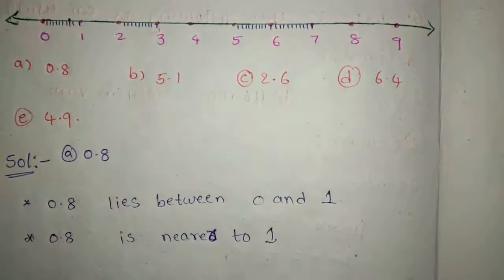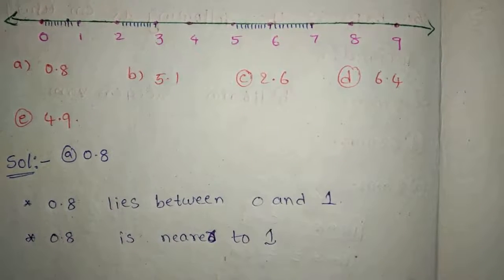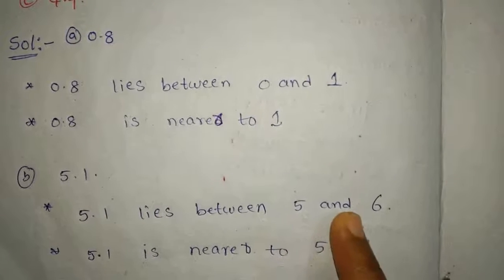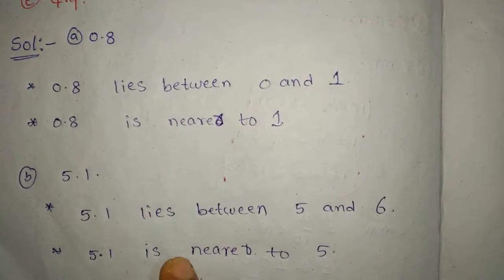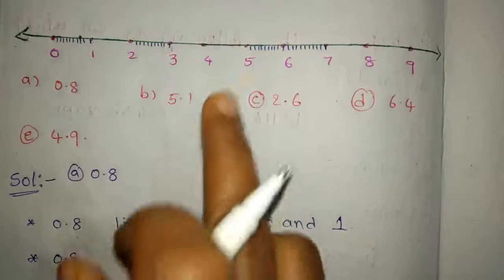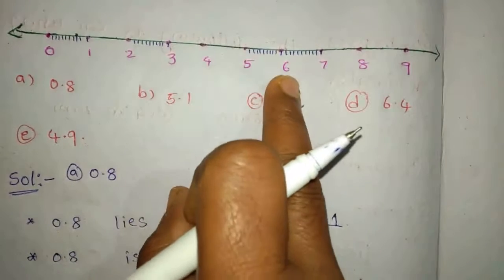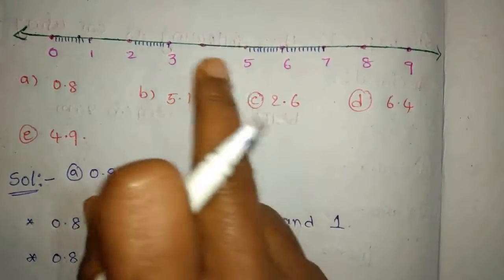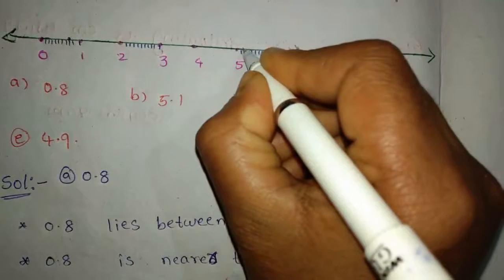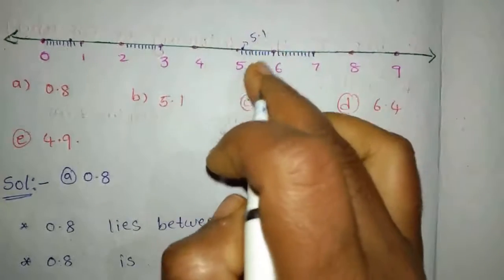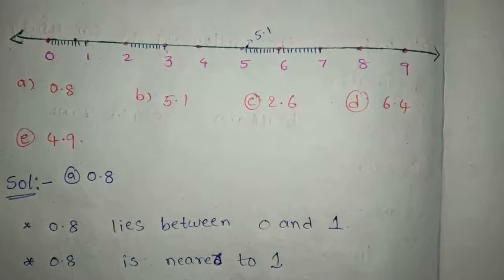Now the next one is B, 5.1. 5.1 lies between 5 and 6. 5.1 is nearer to 5 because here, out of the 10 equal parts from 5 to 6, it is the first part, that is 5.1. So this is nearer to 5.